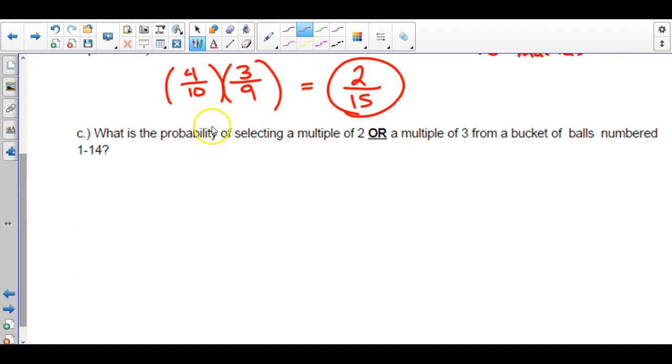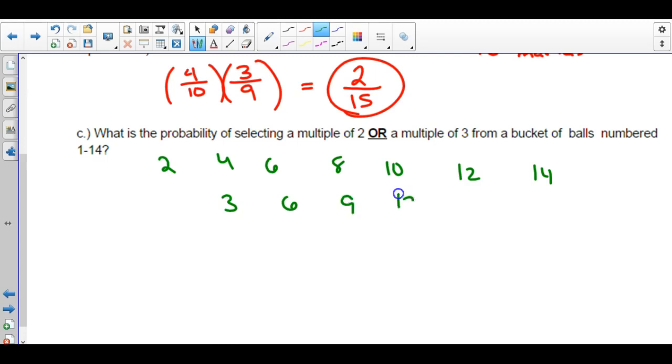So then lastly, what is the probability, if I have a bucket of number balls from 1 to 14, of drawing a multiple of 2 or a multiple of 3? So I have 14 total values because I'm just pulling the numbers 1 through 14 out of a bucket. What I'm going to do is list all of my multiples of 2 first, and that'd be 2, 4, 6, 8, 10, 12, and 14. And then I'm going to list my multiples of 3, which would be 3, 6, 9, and 12.